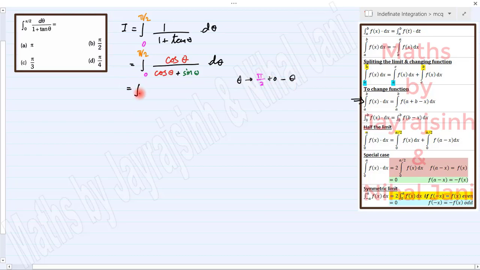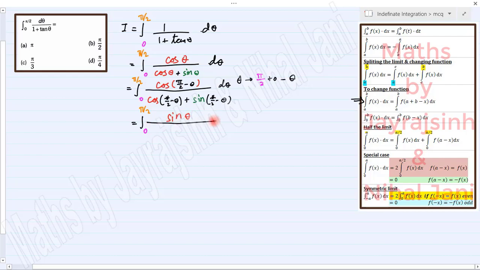So your I will be from 0 to pi by 2. This cos theta will become cos of pi by 2 minus theta. And in the denominator, similarly, we will get cos of pi by 2 minus theta and sine of pi by 2 minus theta. So here we'll get cos of pi by 2 minus theta will become sine theta. And in the denominator, we will get sine theta plus cos theta, d theta.